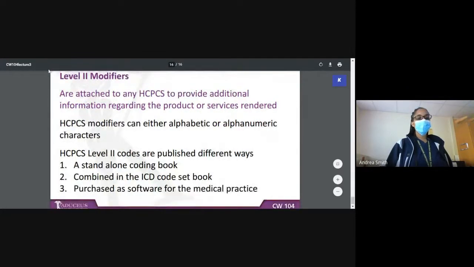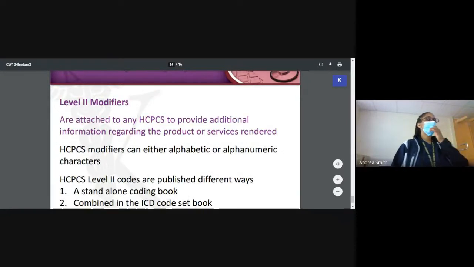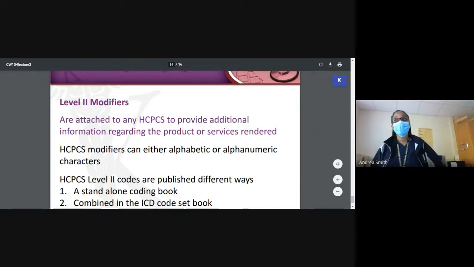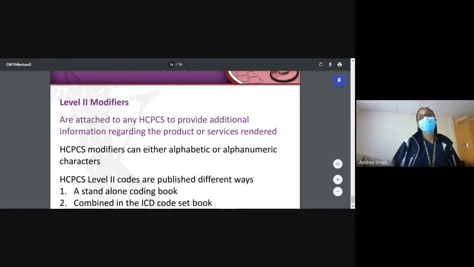Yep. So level 2 modifiers. Level 2 modifiers are attached to any HCPCS code to provide additional information regarding the product or services rendered. Just like when you have a CPT code and you have a modifier, the one that's in the front cover of the book, you have modifiers for HCPCS as well. That's going to give a little bit more detail instead of you having to write it out. That's why everything is coded. So HCPCS modifiers can either be alpha or alphanumeric characters.